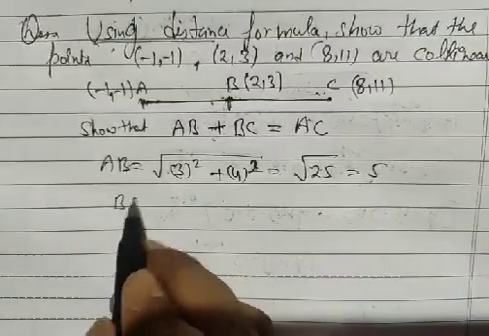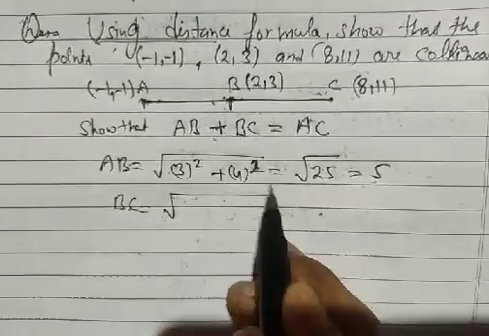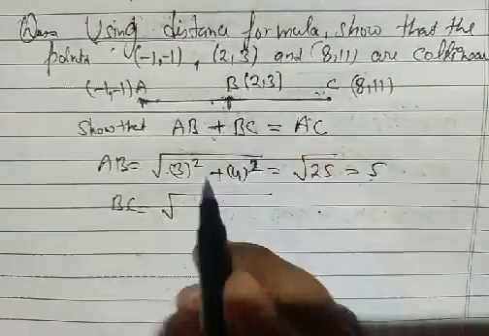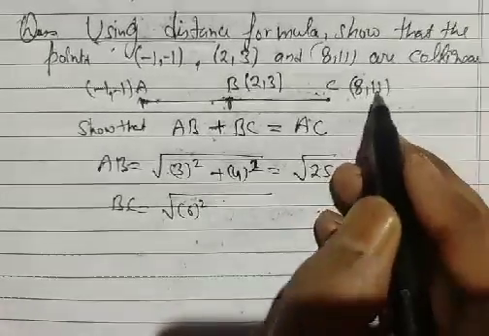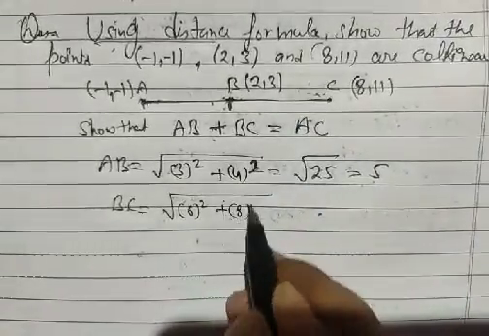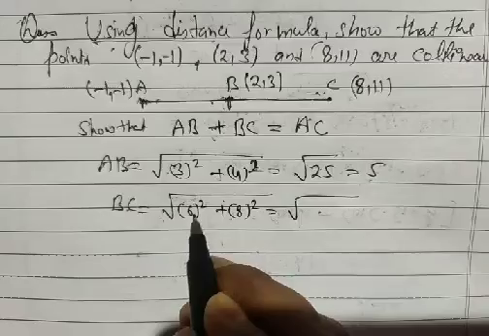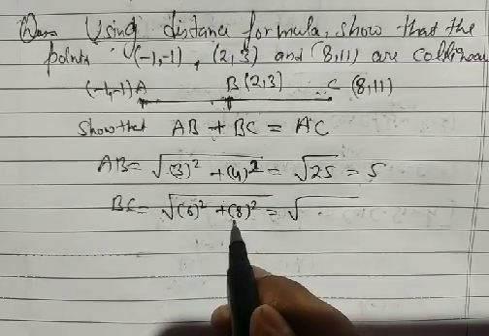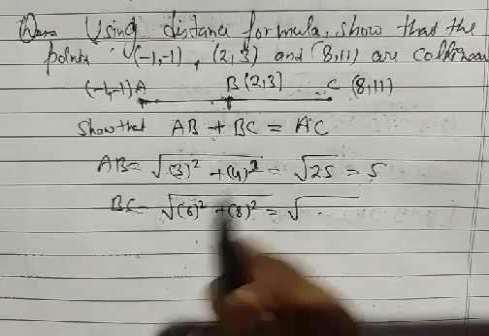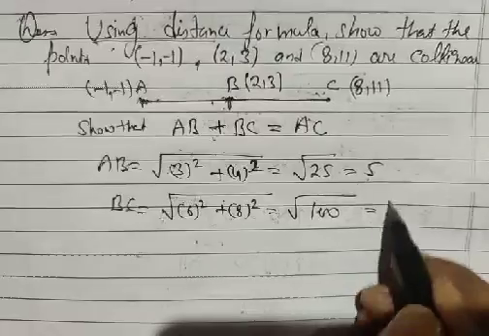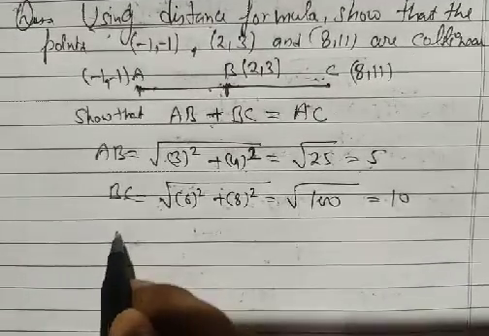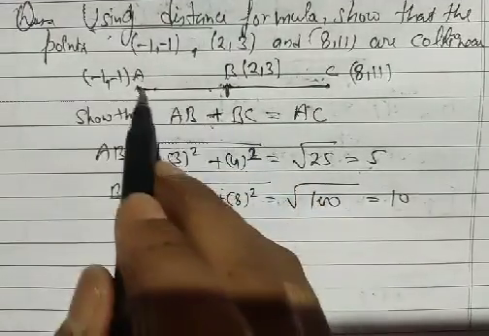Now we are going to find out BC here. 8 minus 2, we get 6 whole square. 11 minus 3, we get 8 whole square. Then 6 whole square is 36, 8 whole square is 64. 64 plus 36, it's 100. We get 10 here.